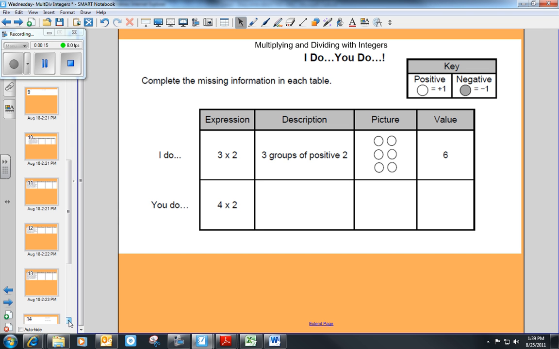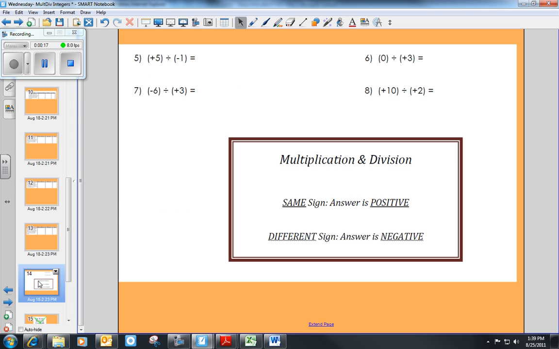If you look at the bottom of your second page of notes, you'll see a little key that says multiplication and division. Same sign, answer is positive. Different sign, answer is negative. So if we have positive 2 times positive 2, that's 4, just like it's always been. But if we have negative 2 times negative 2, that's also positive 4. And then if we have negative 2 times 2, that's negative 4, as well as 2 times negative 2 is negative 4. Okay, that's a little preview there.